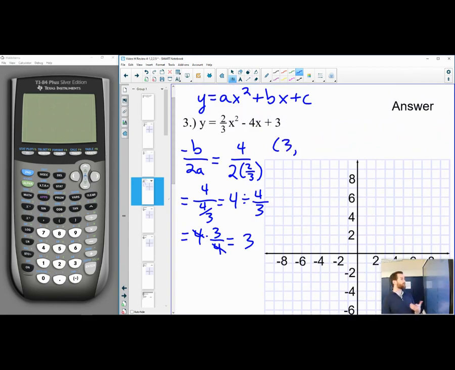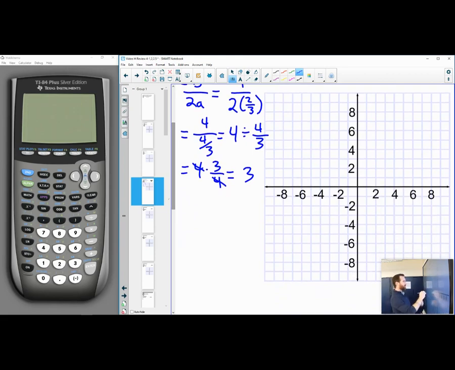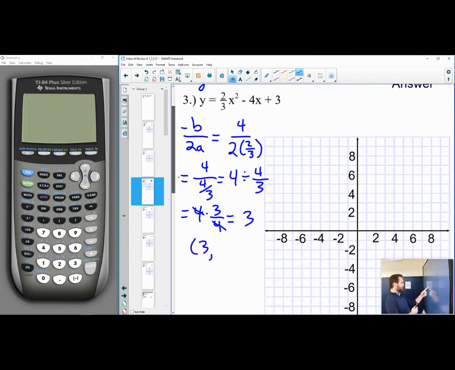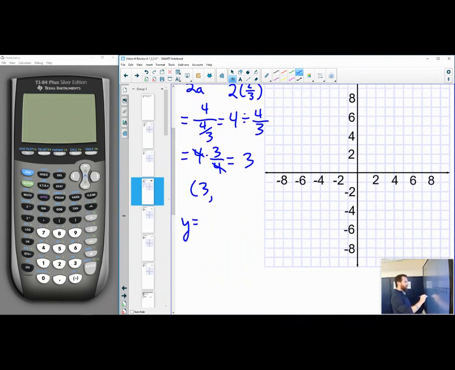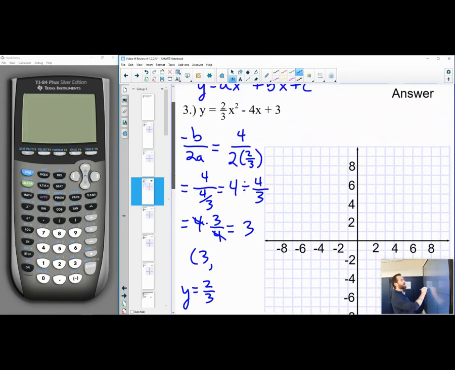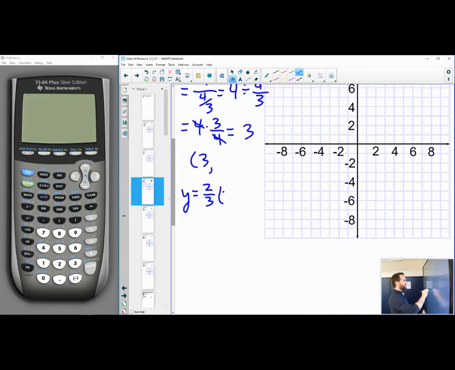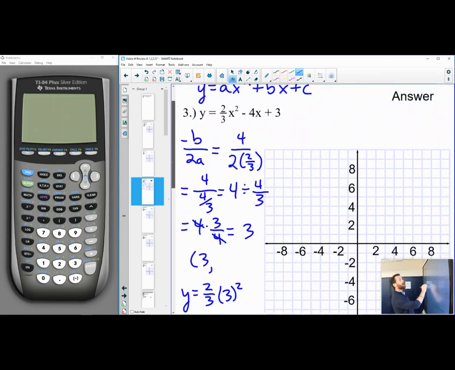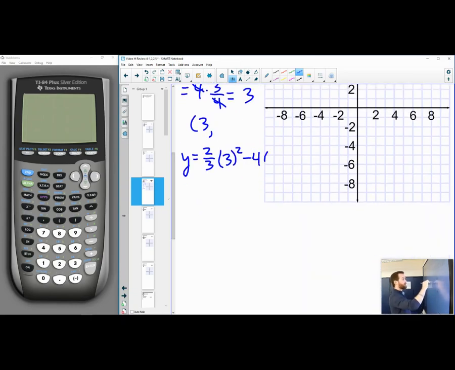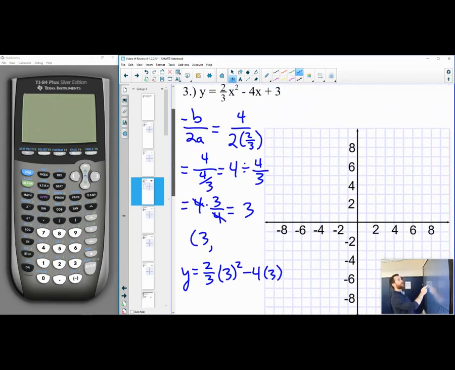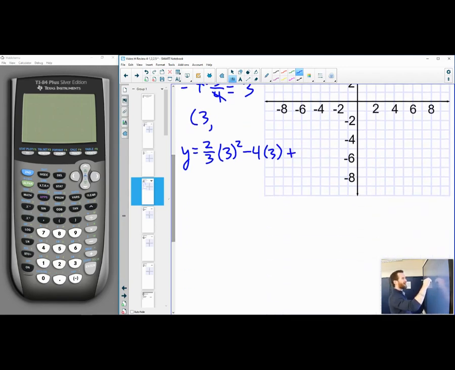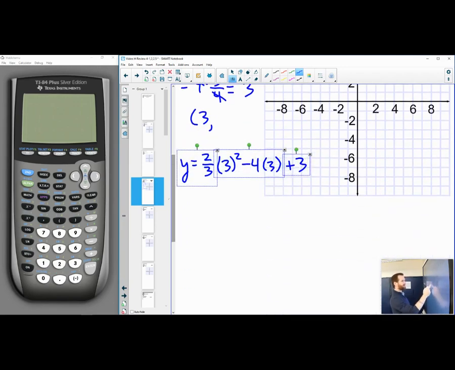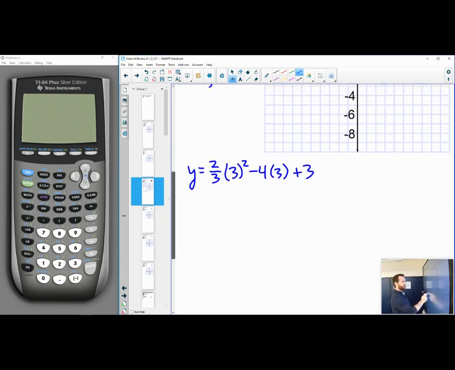So we know the vertex is going to be 3 something. Actually, let's write that down here. I think that's going to be better down here. The vertex is going to be 3 something. Now, to find the y-coordinate, we just have to take our x and plug it in. We can always plug in an x to find the y that corresponds to it. So we end up with y equals 2/3 x squared. So that becomes 2/3 times 3 squared minus 4x becomes -4 times 3, and then plus 3. I actually don't like that this work is on the graph, so I'm going to take this and slide it down just so we don't mess up the rest of this problem.